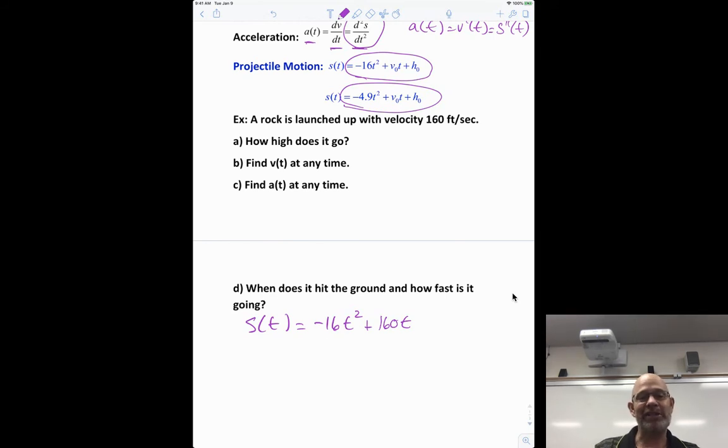This was launched, it doesn't really say, sorry, I should have said this. It launched from the ground. So our initial height is 0. I'm just going to leave that off, but there would be a plus 0.